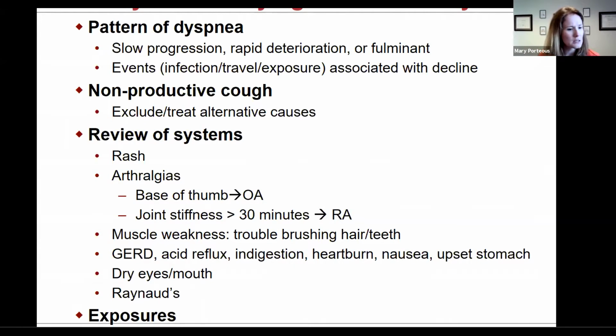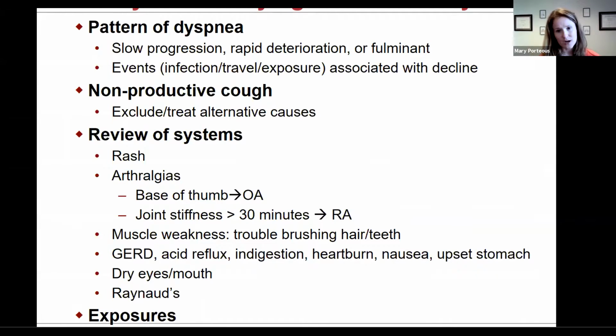GERD, and I put every iteration of GERD because I am constantly impressed with how people characterize it. So I don't have reflux, but I have acid reflux, or I have indigestion, or I have nausea, or I have heartburn, or I cough when I lay down, or I cough when I eat. Food's getting stuck, right? All of these symptoms give you some insight into the underlying cause, like an autoimmune disease, or at least a factor that may potentiate the ILD.